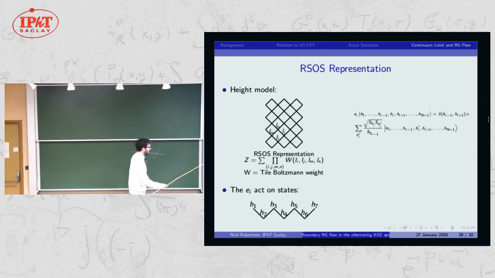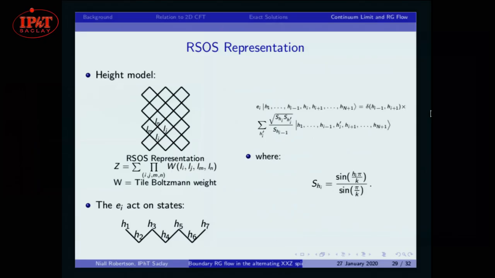But these e_i act on constant time slices. So if time is going in the vertical direction, space in the horizontal, then each one of these in the horizontal direction looks something like this. So these e_i act on a state that looks like this. And then the representation that we'll be interested in is e_i having this explicit form, where these s's are just defined in this particular way.